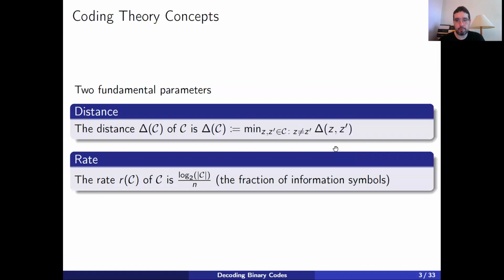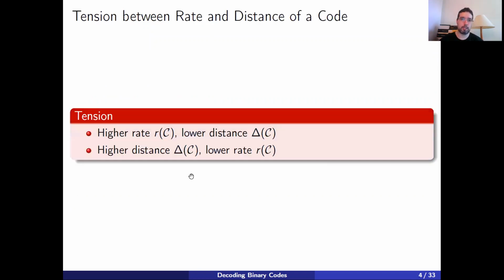And the second one is the rate, and the rate is quantifying the size of the code. So we take the size of the code, we take the log, and we divide by n. So it's capturing the fraction of useful information symbols. So it's quantifying the size of the code. And those are in natural tension. The higher the rate, typically the smaller the distance, and vice versa.